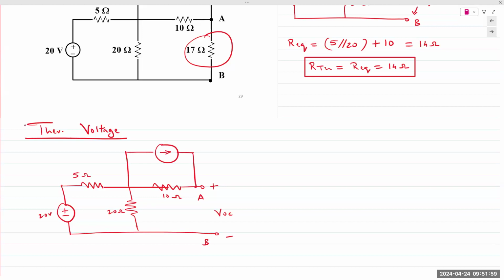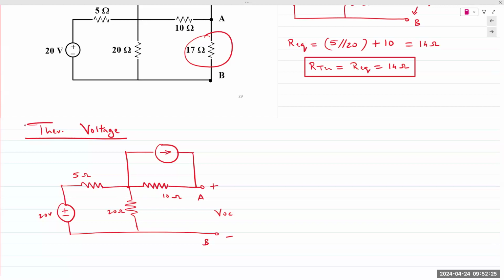Okay, so what technique comes to mind? We can use voltage division, but there are two sources in there. We can do mesh current analysis, absolutely. We can do node voltage analysis. We can do superposition. I've done superposition in the past. Superposition, of course, would take longer because there are two sources, so you have to analyze it twice.